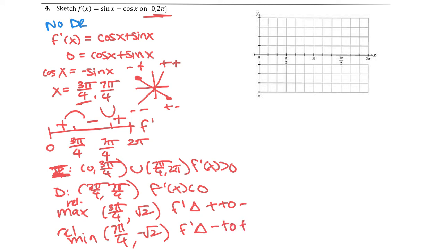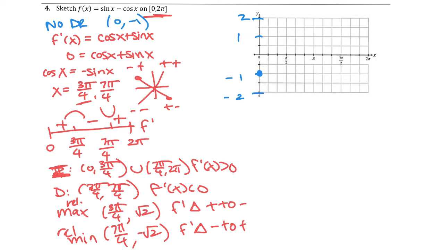So I'm going to go ahead, and also I should find my y-intercept. If I plug in 0, I'm going to get negative 1. So I'm going to go ahead and plot my two extrema and my y-intercept. And I'm going to choose to make these axes go by 1/2 just so that I can stretch this graph out a little bit.